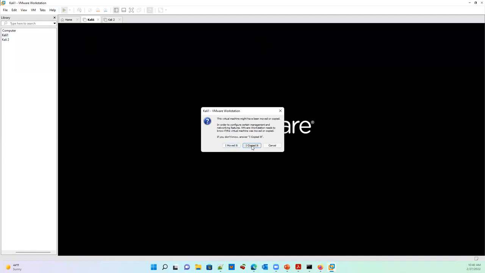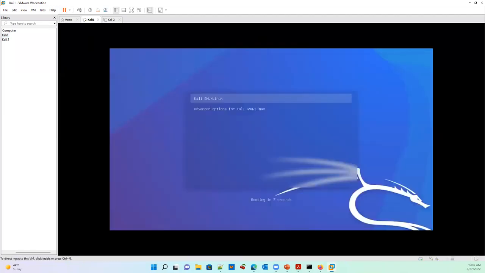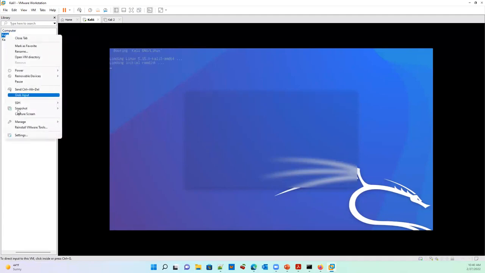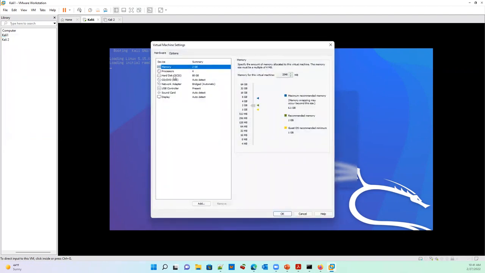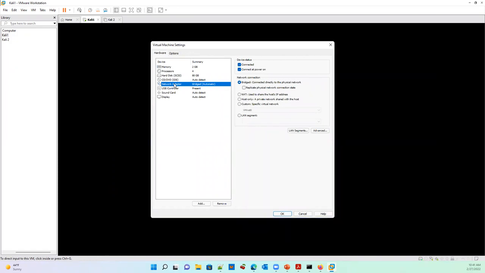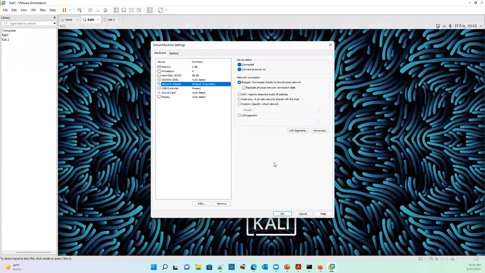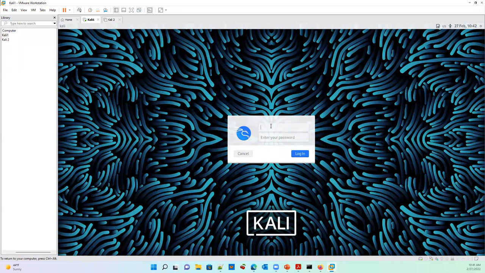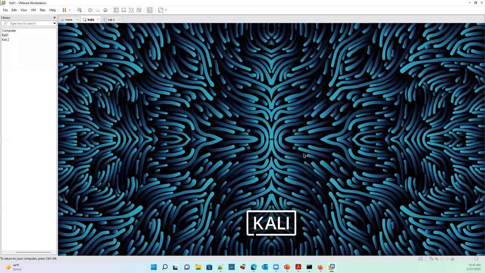Sorry to interrupt, but where did you get that? Just by right-clicking without opening the virtual machine, or after opening it? No, before opening it, you click settings. Right-click and settings. Yes, settings, and then the network adapter. Okay, from here you select bridge connection. Yes, bridge connection. And then your username is Kali, and the password is Kali. Click in.